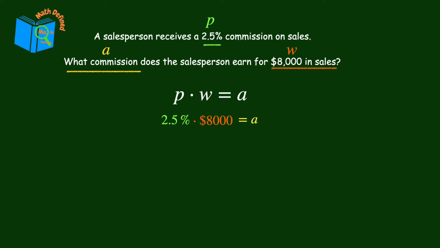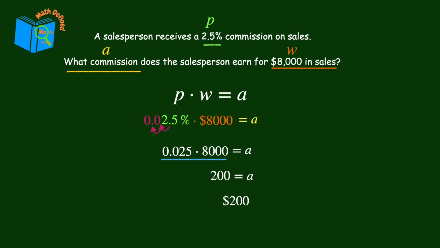Now plug these values into our percent equation. 2.5% times 8,000 equals A. Before we multiply 2.5% to 8,000, we need to convert the percent into a decimal by moving the decimal point 2 places to the left to get 0.025 times 8,000 equals A. Multiplying these two values results in 200. So the salesperson receives $200 in commission. Great job! Nice work on that one.